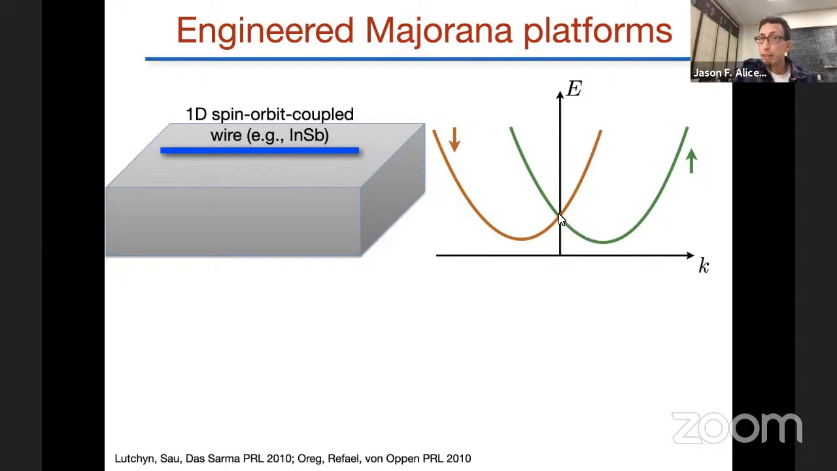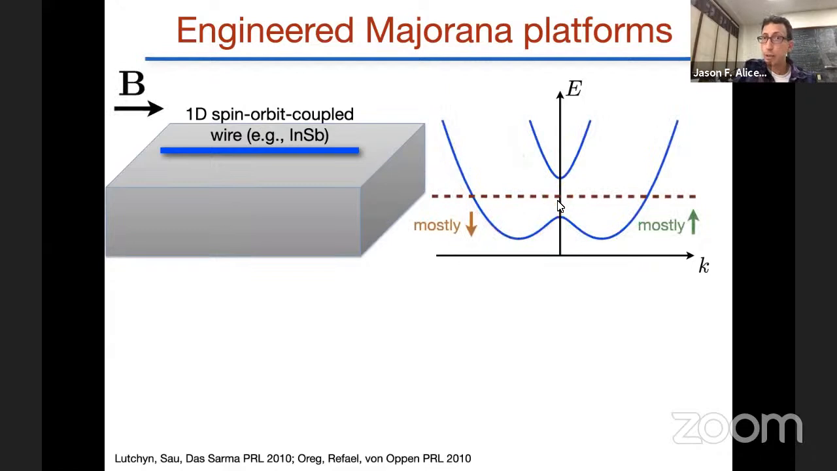This crossing here is protected by time reversal symmetry. And so if you want to lift this crossing, you can simply apply a magnetic field, which will open up a gap in the spectrum at 0 momentum. And now there's a sweet spot. If you put your Fermi level within that field-induced gap, then your system has a single partially occupied band rather than two. And in this important sense, the system now appears as if it was described by spinless fermions.